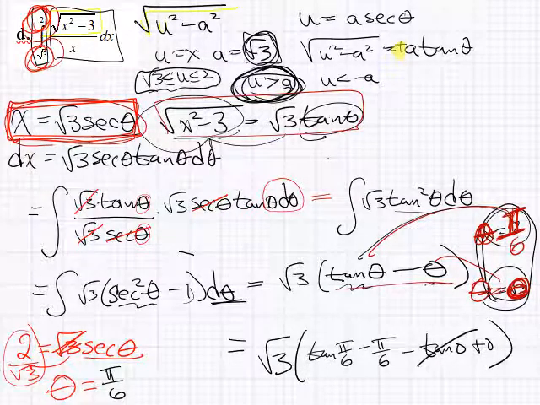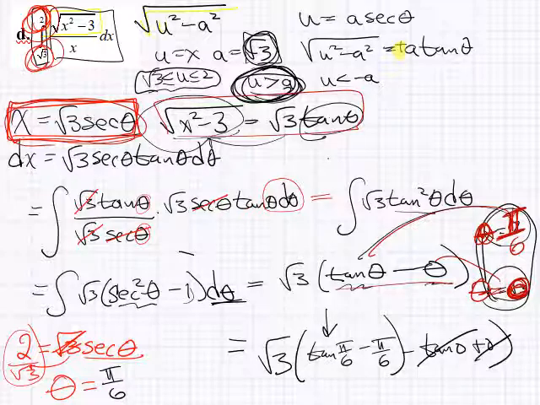Well, tan of 0 is 0. 0 obviously is 0. So I get this. Tan of pi sixth is square root of 3 over 3. So I end up with square root of 3 times square root of 3 over 3 minus pi sixth. And there's my final answer. A lot going on in this problem with the substitutions, but we were able to get it to work out.